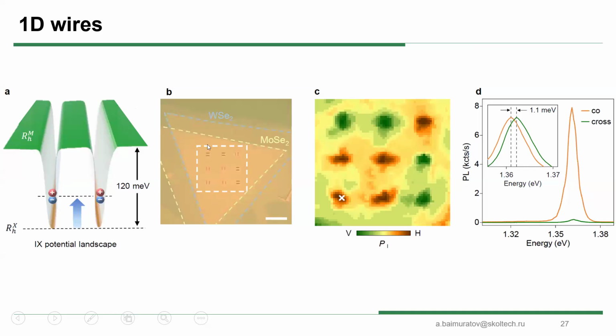And if you measure optics for this system, you will see linearly polarized photoluminescence. We observe splitting, and the splitting here was around 1 meV, and because of low temperature, we see only one polarization, linear polarization, for our excitons, and they are polarized along the wires.